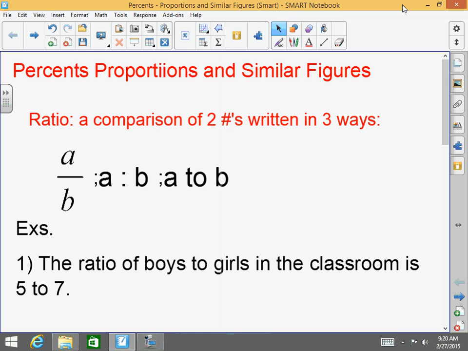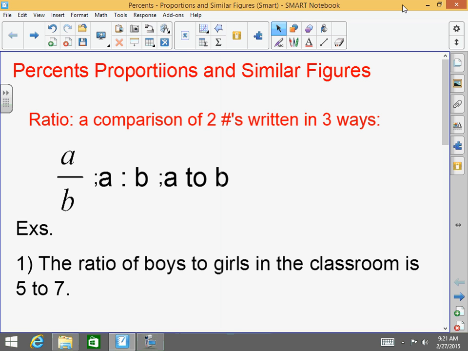Welcome back to Mr. Morrow's intensive math class. Today we're going to continue with percents, but we're going to talk about percents in a different form. We're going to talk about proportions and similar figures. Now, some of you may say, wait a second, how do percents relate to proportions and similar figures?